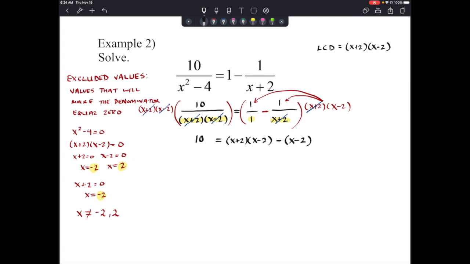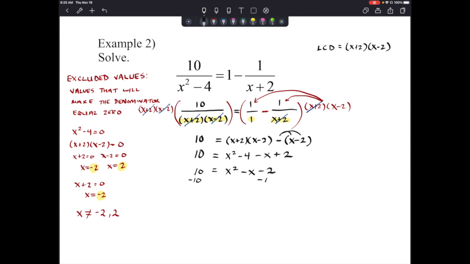That's important. And now we're on to that same thing as in the last example, where we need to simplify both sides and solve it. So make sure you FOIL this. This would be x squared minus 4. And then we're going to distribute this negative through. So minus x plus 2. So when I combine my like terms, I've got x squared minus x minus 2 equals 10.